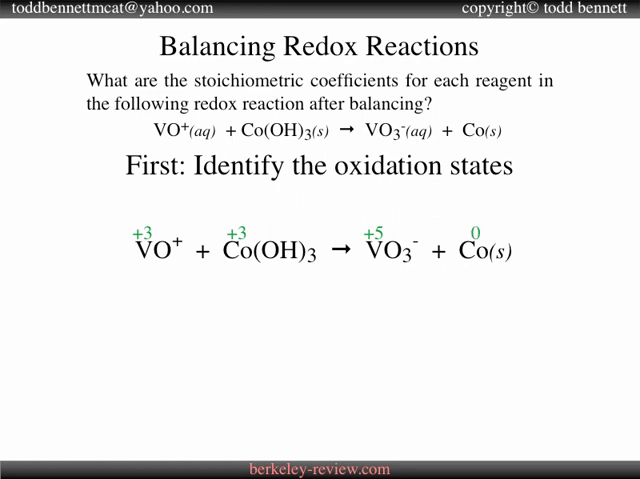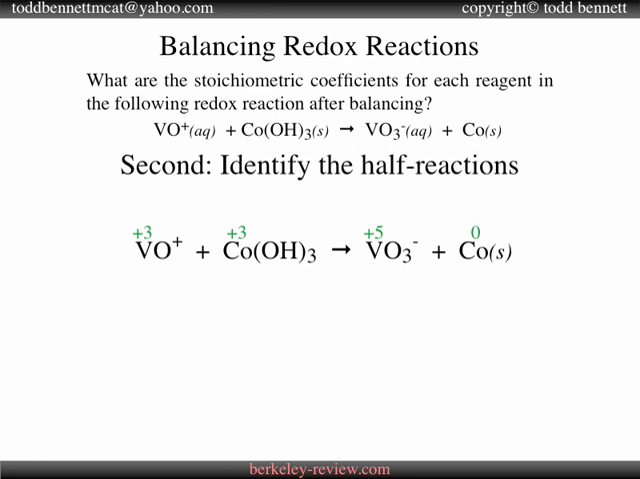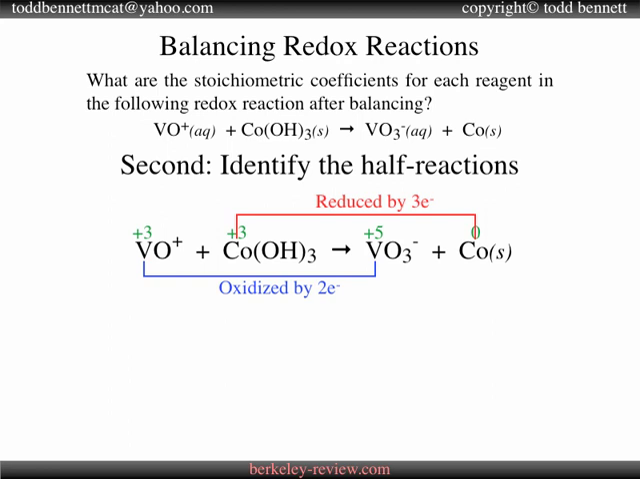Okay, so I've identified the oxidation states of the key players, and vanadium I see is going from +3 to +5. It's been oxidized. Cobalt's going from +3 down to 0. It has been reduced. Okay, so second step, identify those half reactions. Just did it verbally, but let's go ahead and draw it in. Specifically, the vanadium species is being oxidized by 2 electrons. It's lost 2 electrons. The cobalt species has been reduced by 3 electrons. So half reactions are oxidized by 2 for vanadium, reduced by 3.